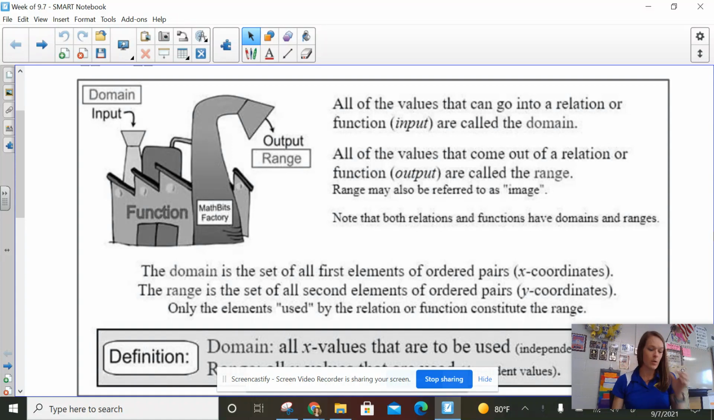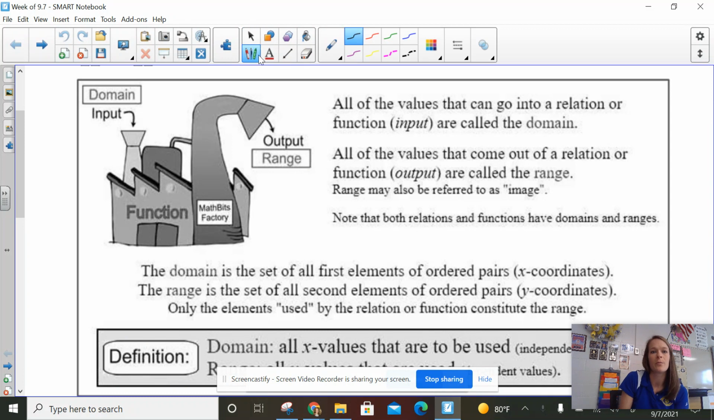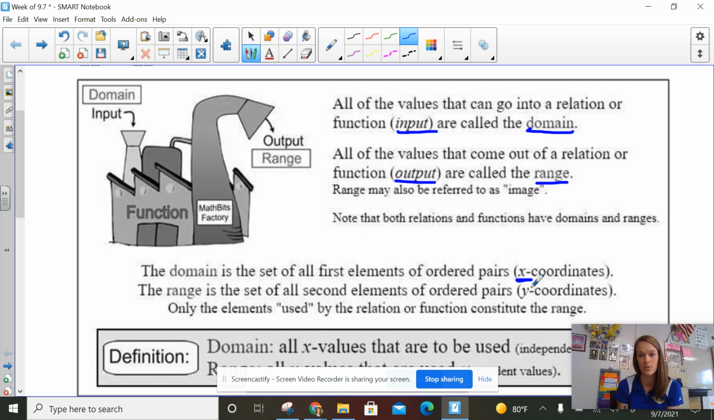Okay. So we talked a little bit already about input and output, and that's where we're going with this. Just remember that your domain would be your input. Whatever you're putting into a function would be your domain. Whatever comes out of it would be your range, so my range would be my output. In other words, the domain is the set of all of the first elements, your x coordinates, and the range is the set of all of your y coordinates.